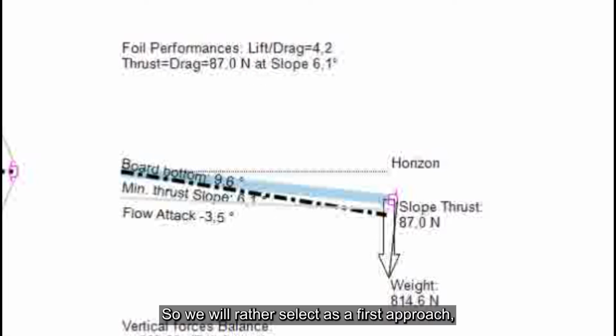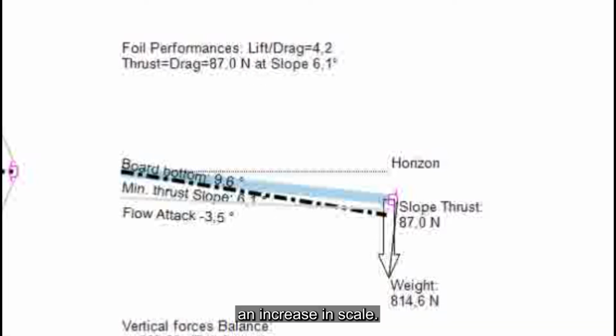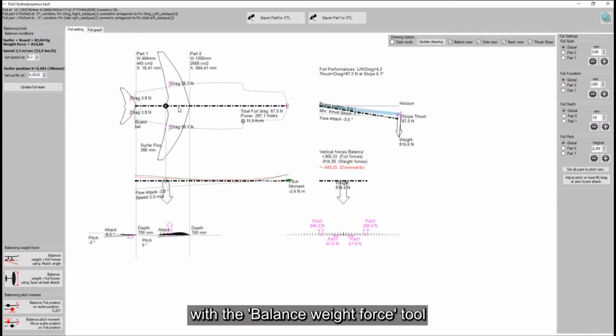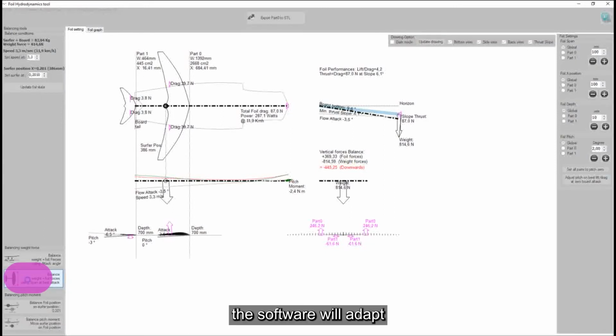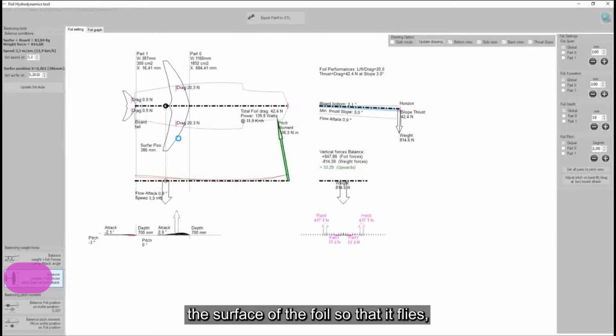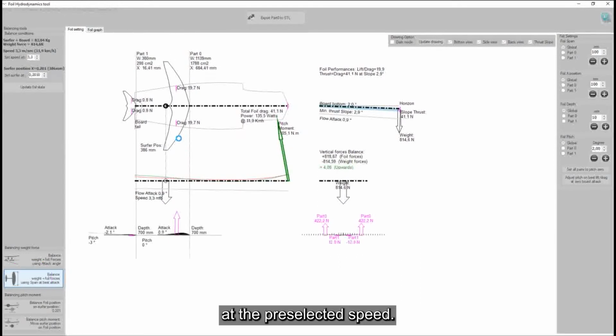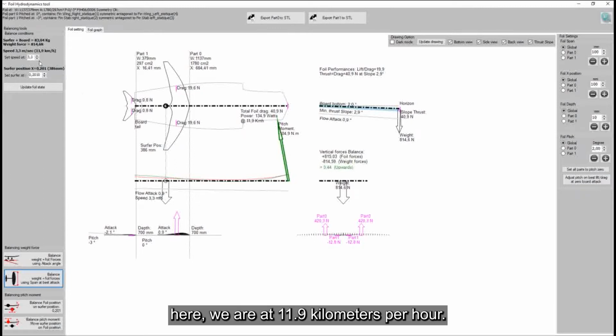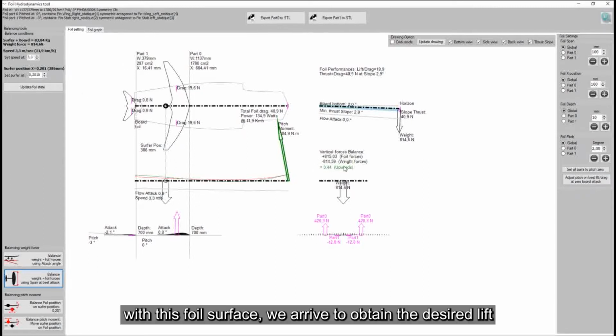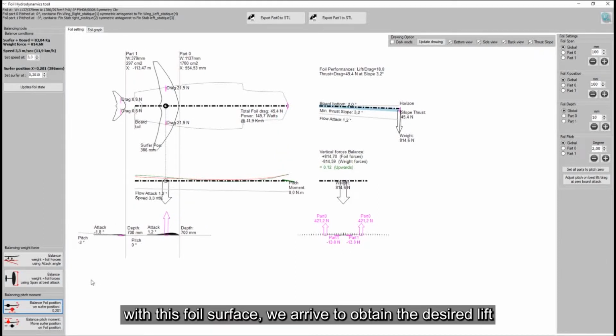So we will rather select as a first approach an increase in scale with a balanced weight force tool. The software will adapt the surface of the foil so that it flies at the pre-selected speed. Here, we are at 11.9 kilometers per hour. With this foil surface, we arrive to obtain the desired lift.